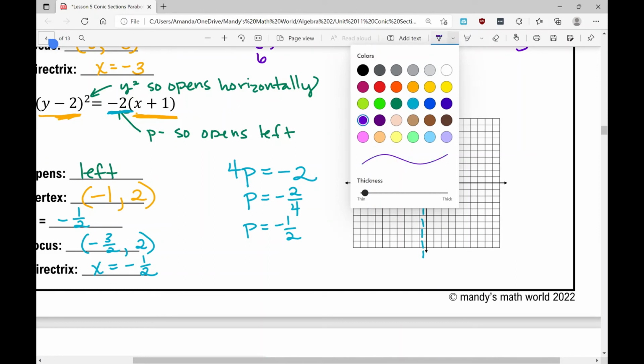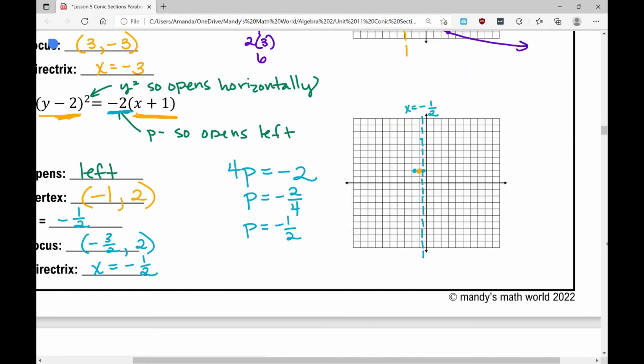Now let's graph some additional points. I know that the latus rectum has a length of 2p, which is 2 times 1/2, which is 1. So from that point right there, I can go down 1 unit and up 1 unit, and I've graphed 2 additional points on this parabola. I can connect those points, and I've got that sideways parabola.